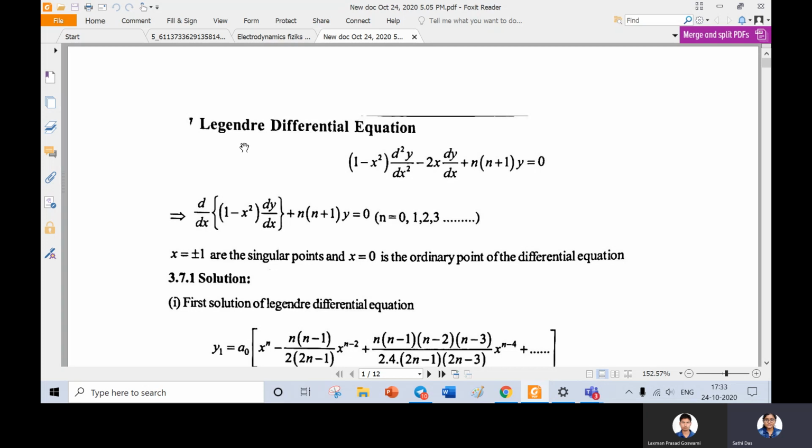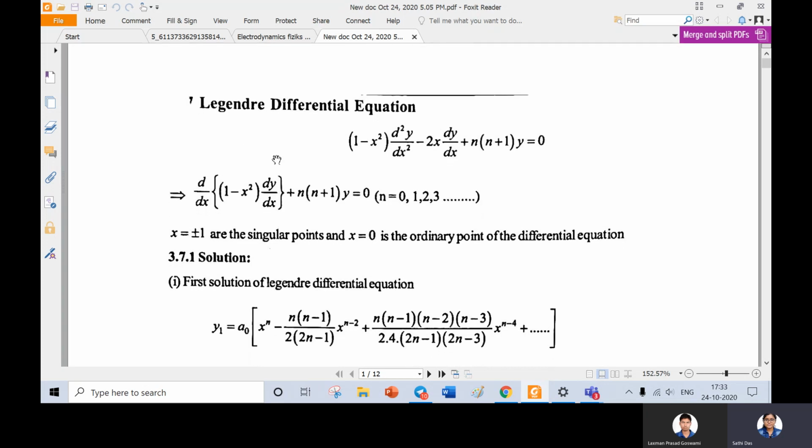Okay, so let's start. Here we shall first discuss the Legendre differential equation. What you have to remember here is the differential form of Legendre's differential equation. This is (1 minus x square) d2y/dx2 minus 2x dy/dx plus n(n plus 1) y equals 0. You have to remember this. This is a very important form, okay?